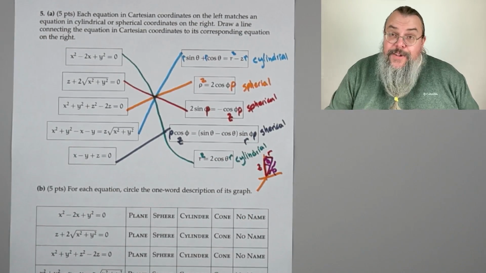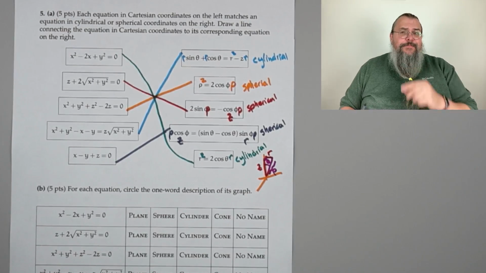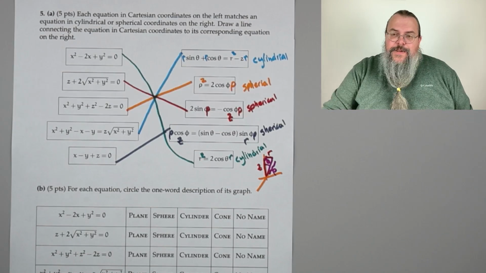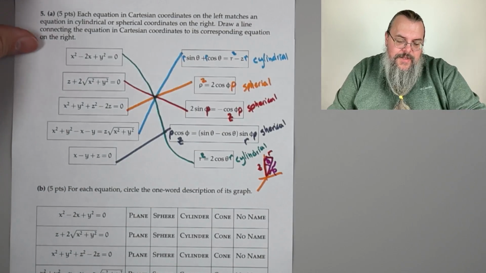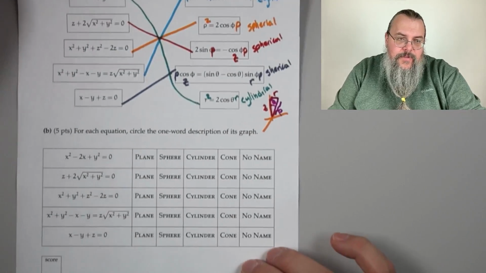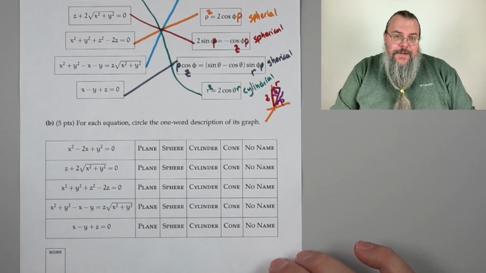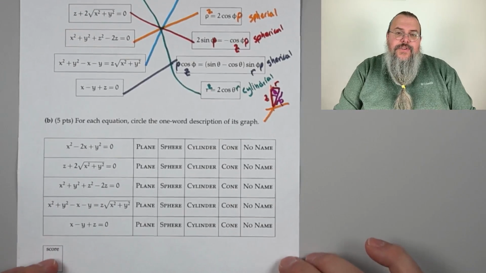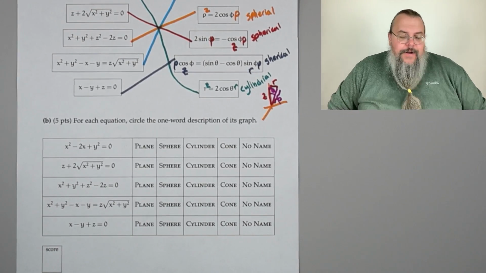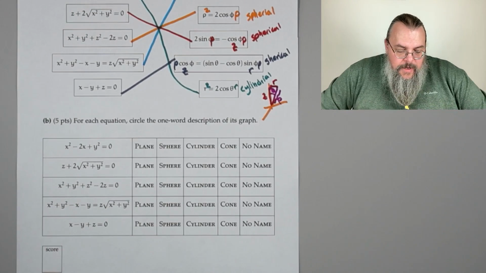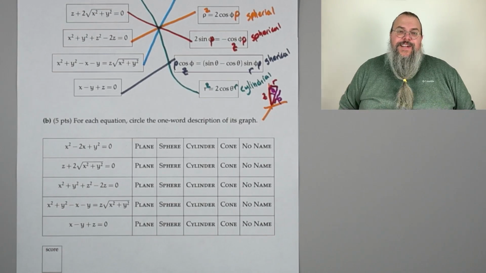Wow, that's a real workout. This one can be challenging, especially if you're not comfortable with your coordinate systems. But all right, let's go to part B. For each equation, circle the one-word description of its graph. All right, wow, actually, these look really familiar. They're the ones we just talked about, right?